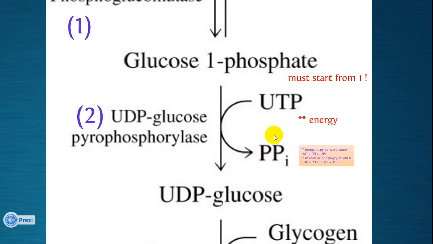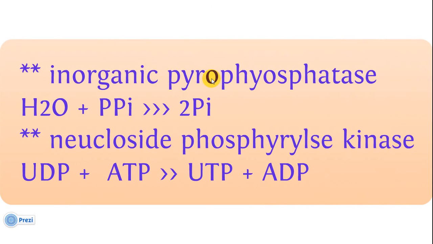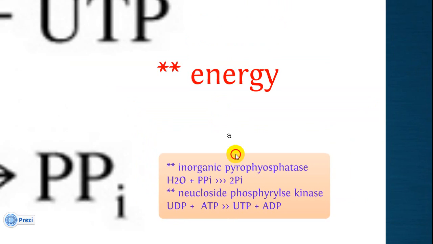Now the fate of those 2 phosphates is as follows. They will react with 2 enzymes. The first enzyme is inorganic pyrophosphatase. By adding water to those 2 phosphate groups, we will have two separate phosphate groups. One of them will react with the nucleoside phosphate kinase. We said that kinase is a type of enzyme that can take a phosphate group and add it to another molecule. So this enzyme will take the phosphate group from ATP and will add it to UDP to produce UTP.